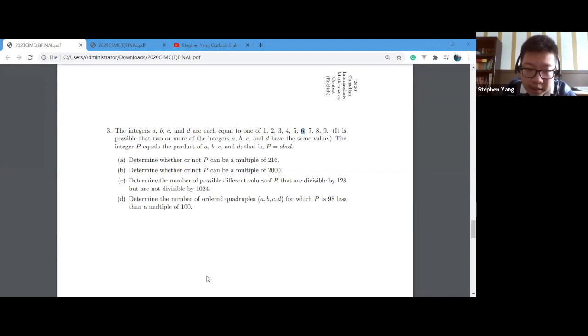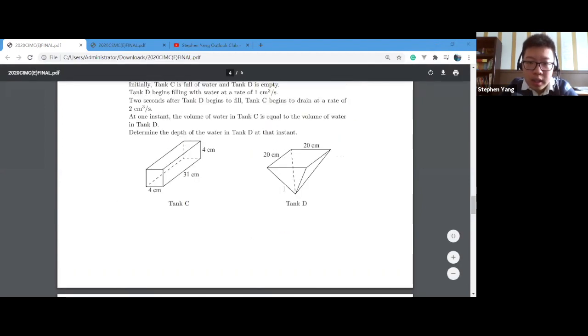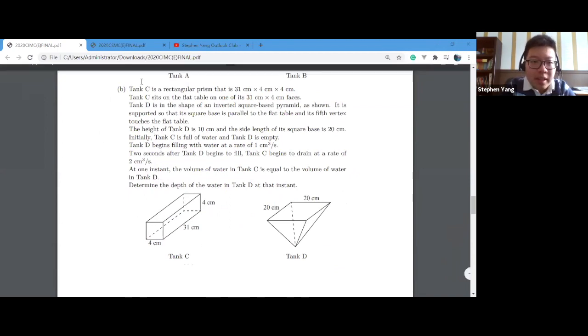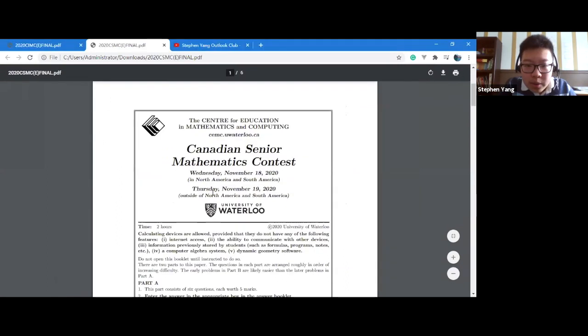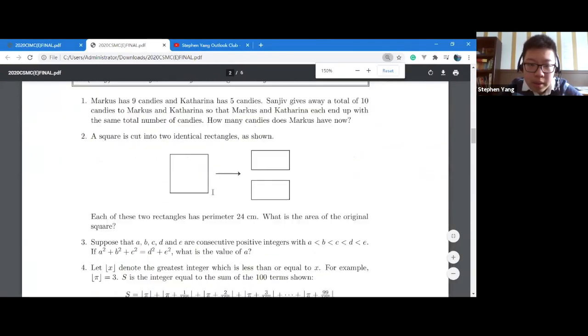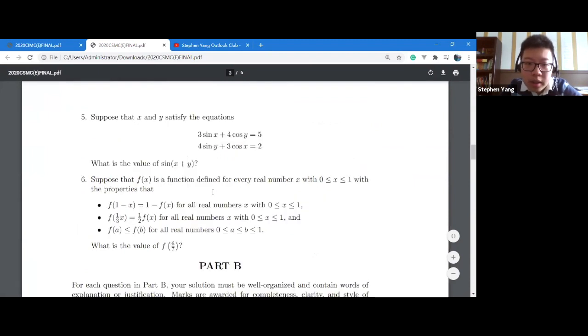Okay, so I see a request for part B, question 2B. I'll get into CSMC first, and then I'll come back to this question. So what I would do would be, okay, so I'll first do question 5 on CSMC.